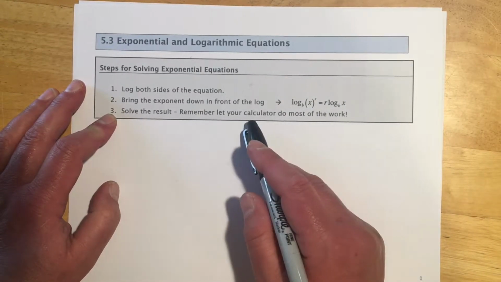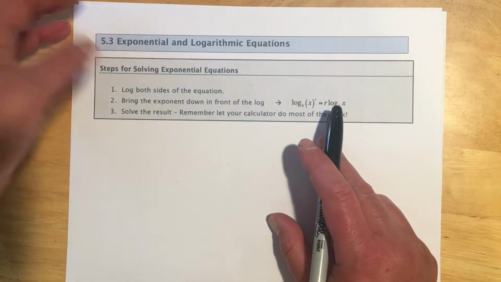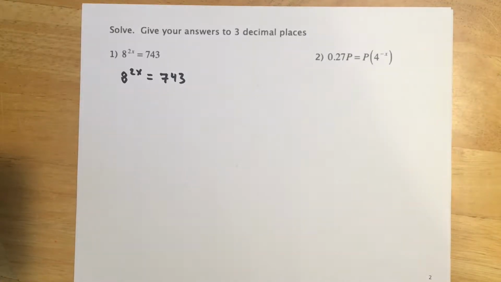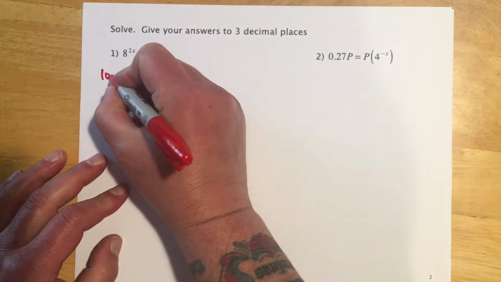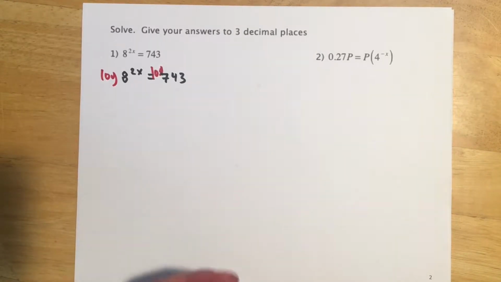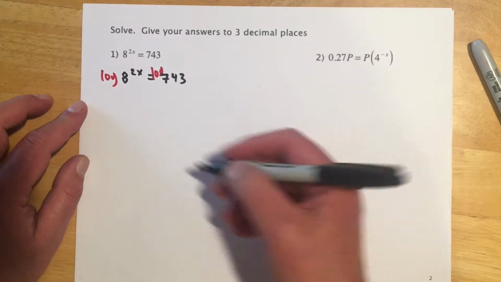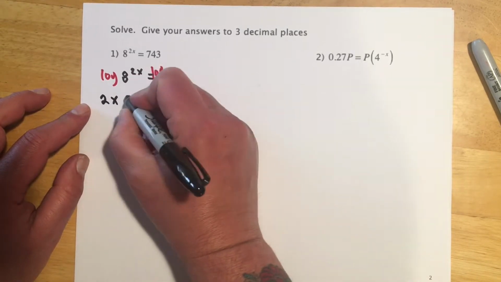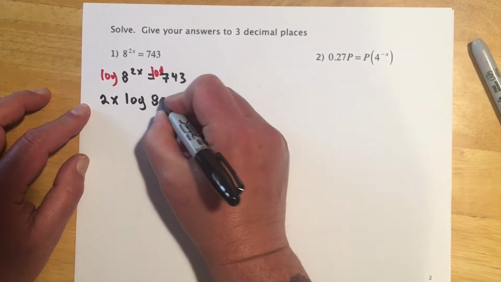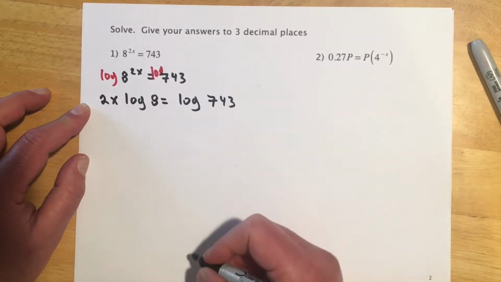And then you'll see what I mean once I do a few of these, to remember to let your calculator do most of the work. So let me get an example. Okay, so for this first one, our first step is to log both sides. So I'm going to go log, and I didn't leave myself enough room, log on this side also. And our second step is to bring the exponent down using that property from the last section. So 2x log 8 equals log of 743.